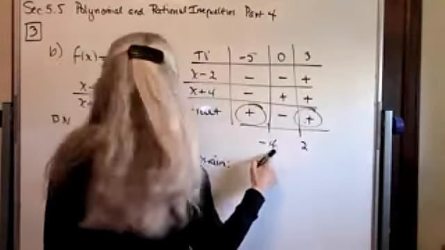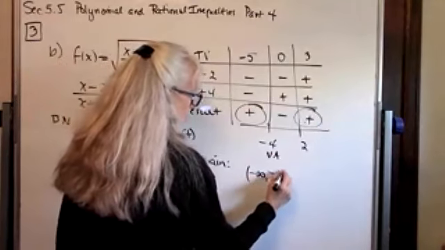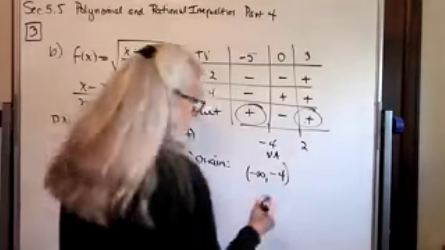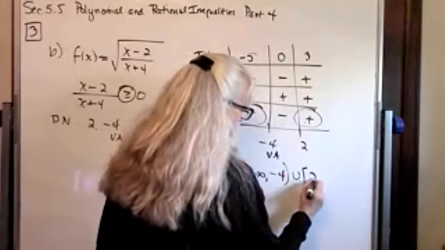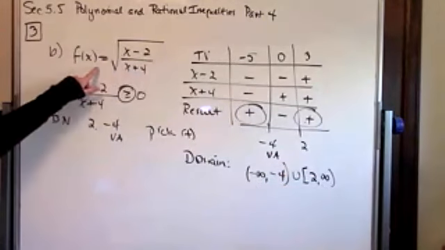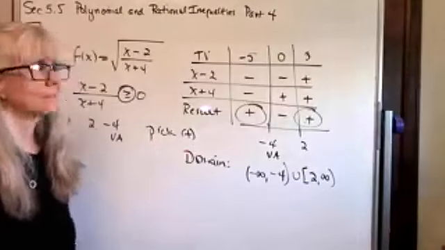Now, don't forget the -4 was the vertical asymptote. So we're going to go from negative infinity to -4 with a parenthesis. You cannot include that vertical asymptote. Divide by 0. But we'll put a bracket on the 2 to infinity. And there's the domain of this rational radical function.